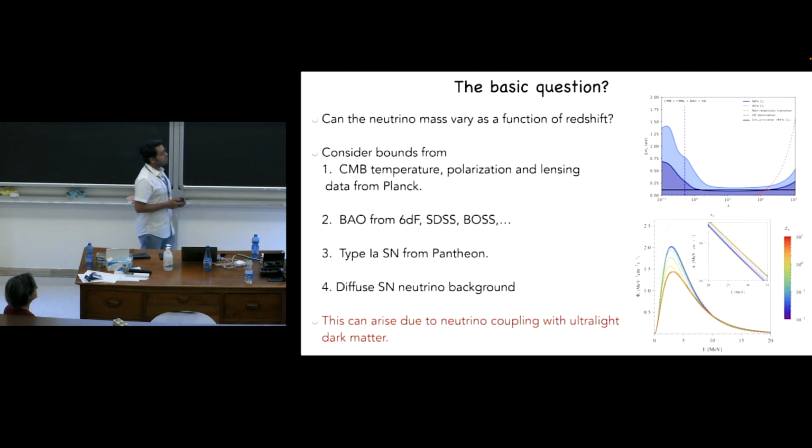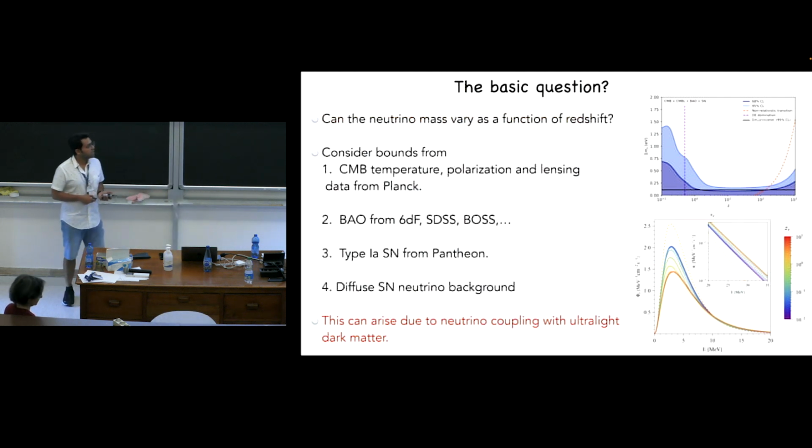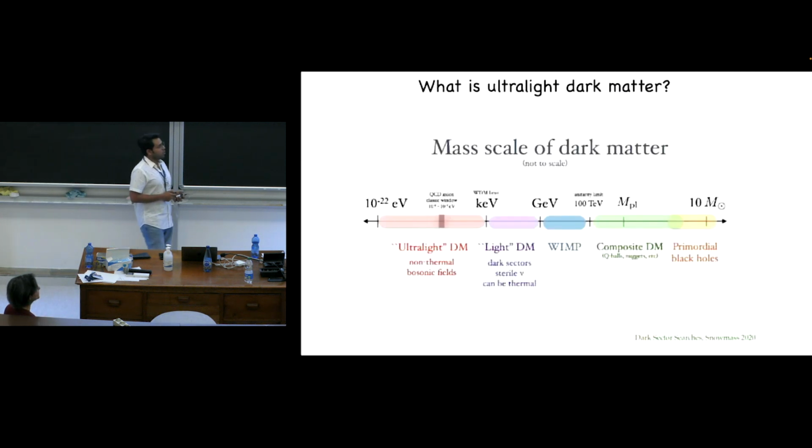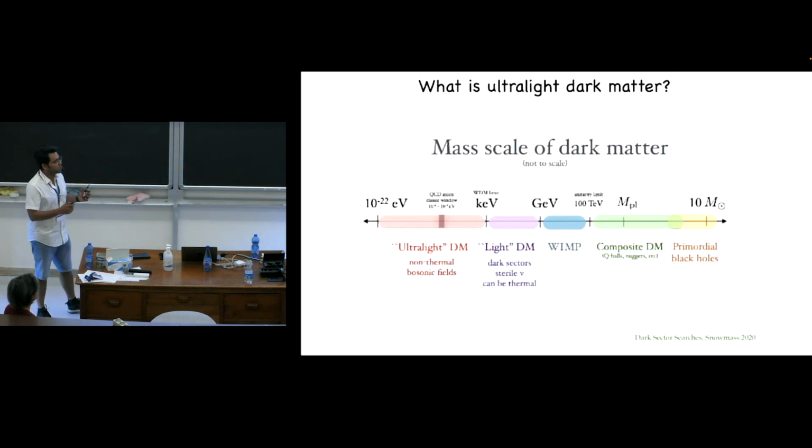So the thing that I would like to motivate today, as has already been pointed out, is that in principle, this can arise due to neutrino coupling with ultralight dark matter. Now, what is ultralight dark matter? Let's spend some time to understand what we mean by this.